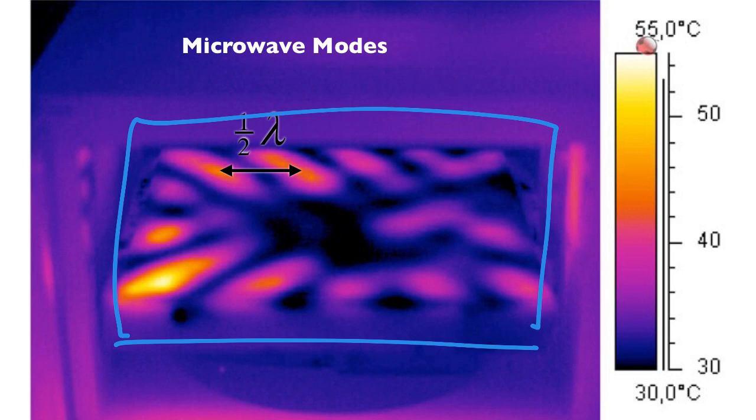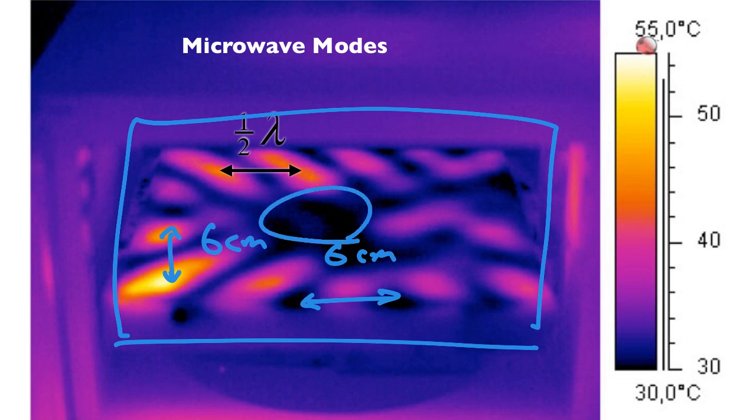And the distance between successive antinodes, i.e. the hot spots, is half a wavelength, or about 6 centimeters. And the distance between successive cold spots, again, is about 6 centimeters. And so you get these hot spots and you get these cold spots. And you can see there's a nice cold spot in the center, and that is true with most microwave ovens.